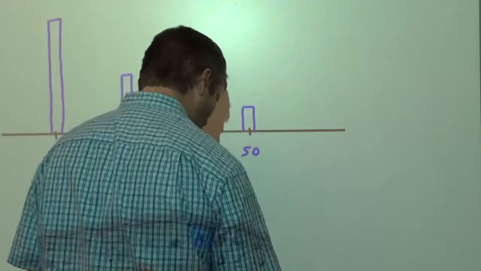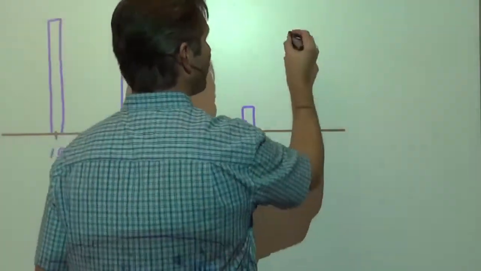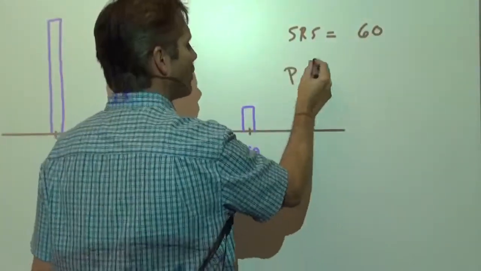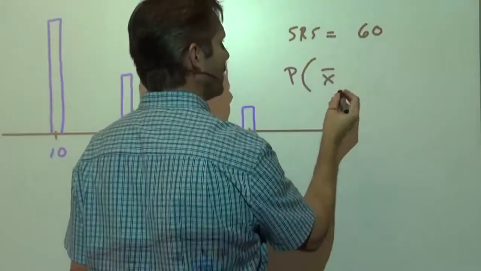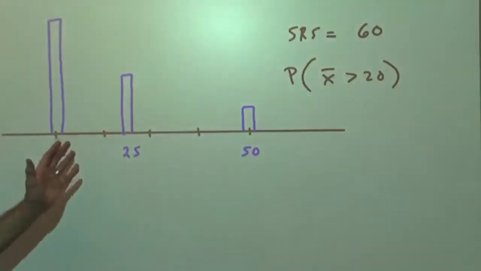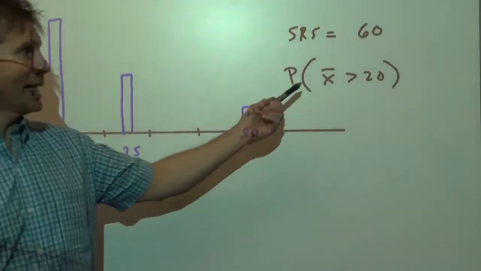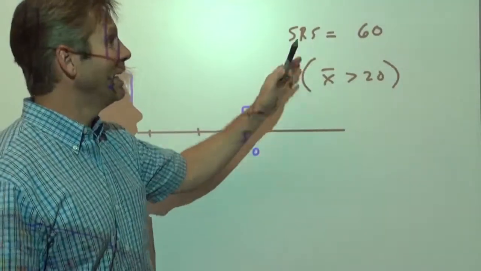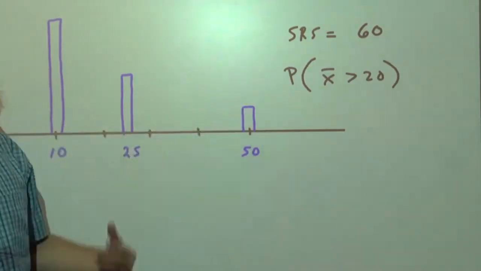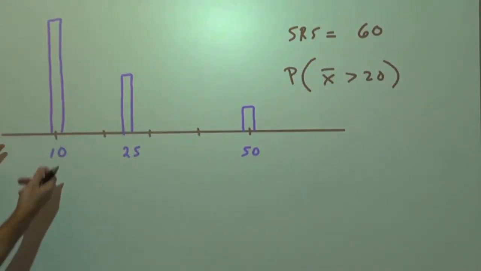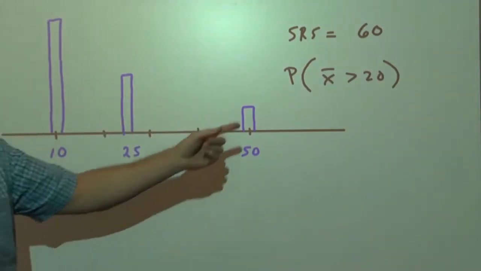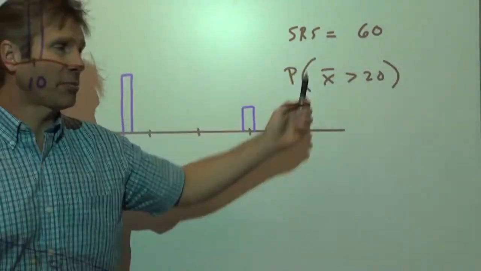Well, let's suppose we said, what if we took an SRS, or we spun this thing 60 times? What's the probability that the mean score that we get on this spinner would exceed 20? Now we know on average we're supposed to get 18.5, so for us to be lucky enough to get a sample mean above 20 from 60 spins, well, we'd have to be pretty lucky. So how lucky? How do we answer a question like that? We know this has a probability of 0.6 and this is 0.3 and that's 0.1, but how do you find the probability that a sample mean would be greater than 20 from 60 spins?